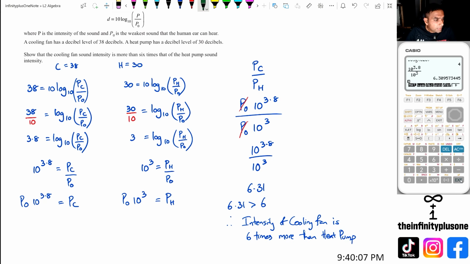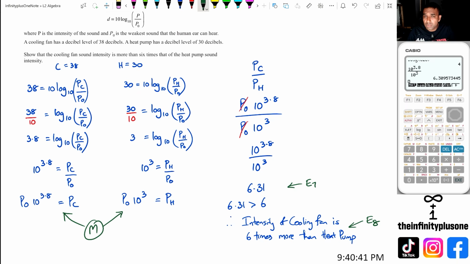So grades-wise, the intensity of the cooling fan in terms of P naught, okay, so we want to do something like this to get a Merit. This is an E7, E8 question. 6.3 times more intense. So if you get up to here, potentially writing a statement, you could get an E7. Explicitly says it's 6 given in the question. Yeah, so this right up here should get you an E8.